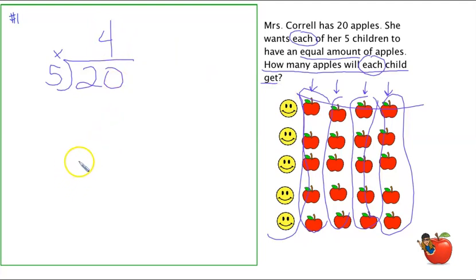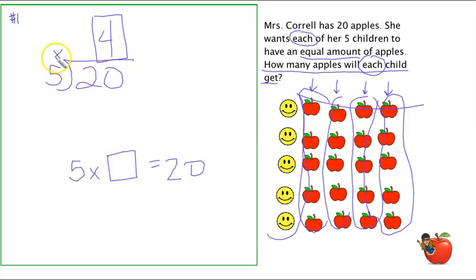Another way you can think about it is 5 times something equals the 20 inside. This is the something, and we figured it out just like this. So our answer is 4. 5 times 4 equals 20. All right, let's try the next problem.